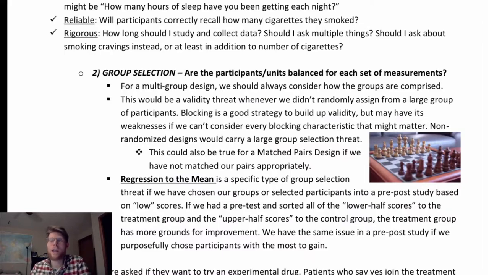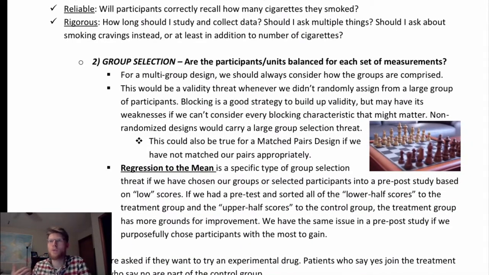But if we're not randomly assigning or we have really small groups, there's always going to be a question of group selection. In other words, how balanced are the groups? For multi-group designs, it's definitely a question of how balanced. But we also have, if we're doing say a pre-post design or something like that, we do have to be on the lookout for regression to the mean.